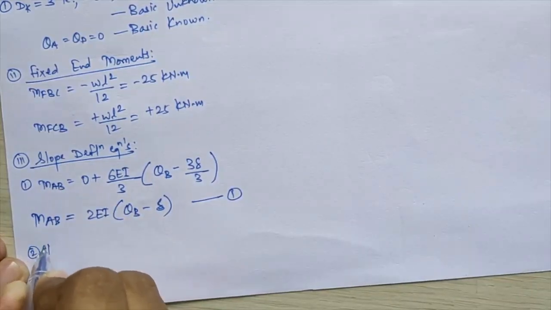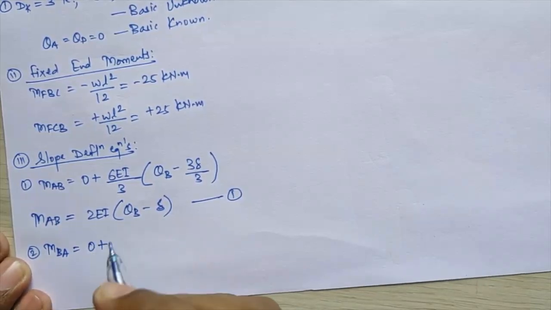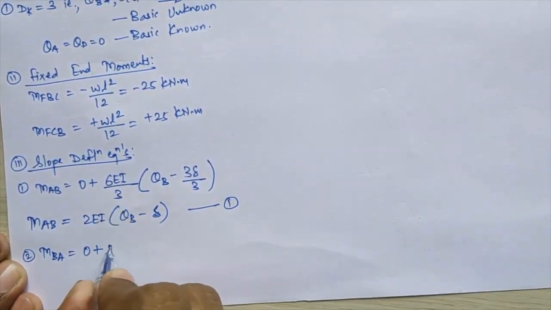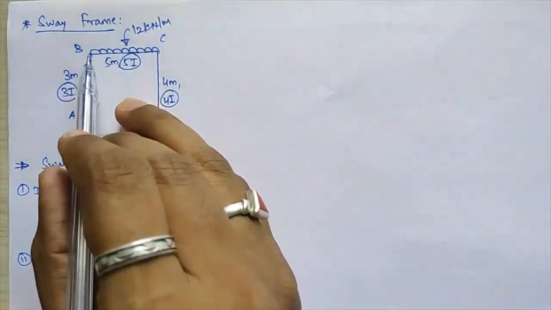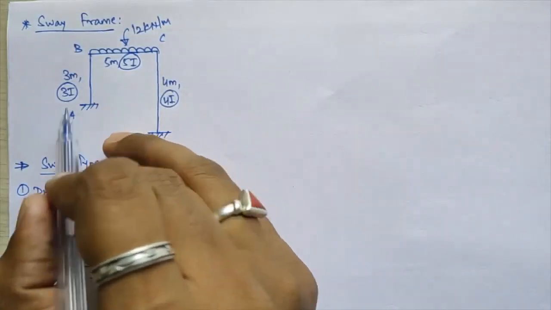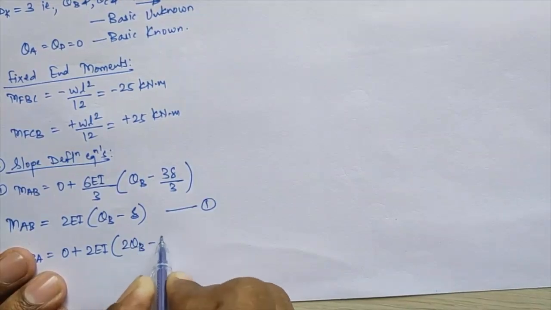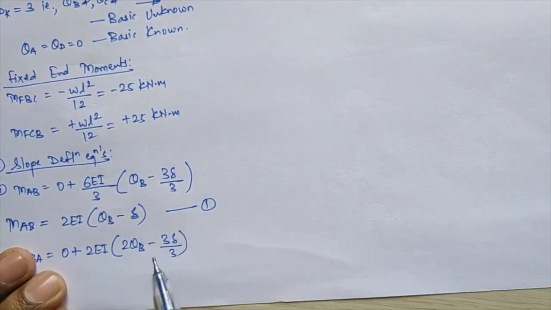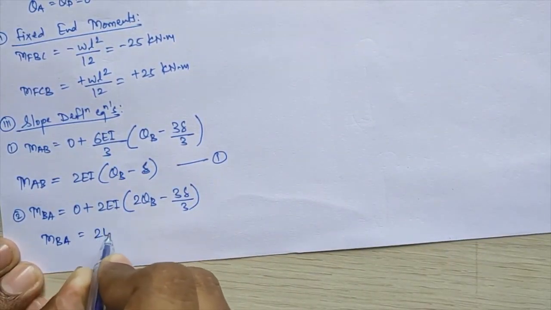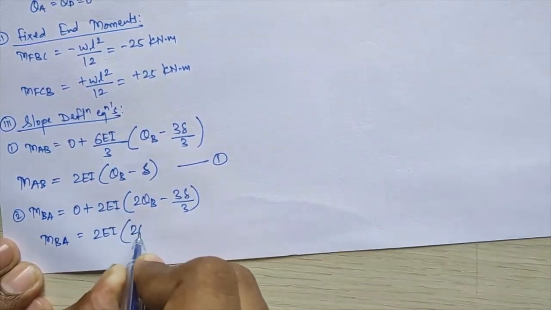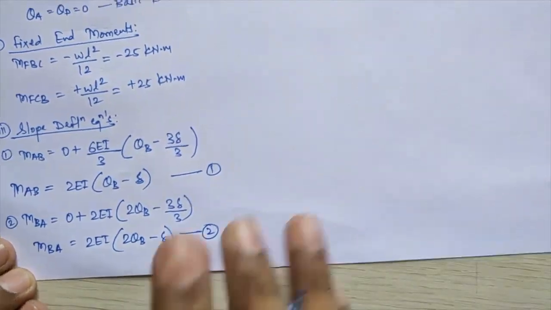Second equation I'll calculate for MBA. MBA again, MFBA is 0 plus 2EI upon L, so 6 upon 3, that I'll get again 2 times EI in bracket. Near end will be now B, far end will be A, but far end is 0 rotation, so that will come equal to 2 times theta B minus 3 delta divided by 3. So this MBA equation you will get as 2 times EI into bracket 2 times theta B minus delta. I'll call this equation number 2.